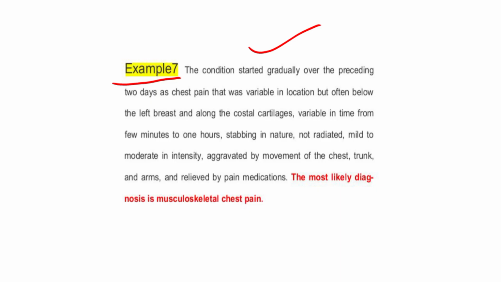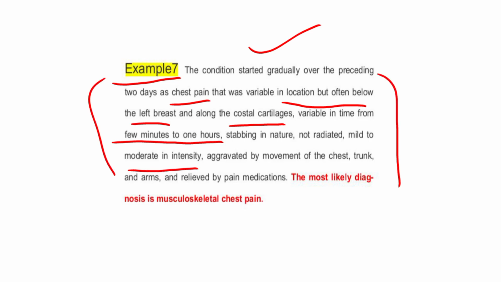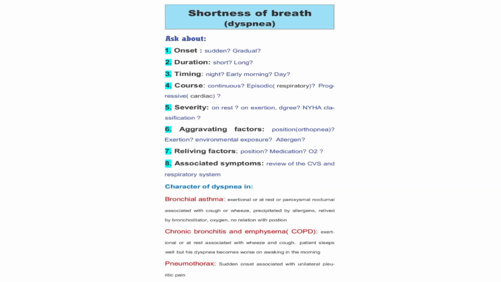Example number 7: the condition started gradually over the preceding 2 days. Chest pain that is variable in location but often below the left breast and along the costal cartilage, variable in duration from a few minutes to 1 hour, stabbing in nature, not radiating, mild to moderate. These are the symptoms, kindly note down. These are the symptoms of musculoskeletal chest pain, aggravated by movement of the chest, trunk, and arm, and relieved by medication.